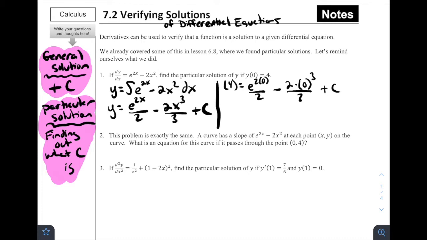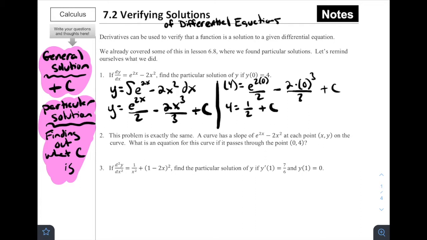On the left side, we have 4 is equal to 2 to the 0 power. Anything to the 0 power is 1, so that's 1, and we're still dividing by 2, so that's 1/2. And then here, if we have 0 to the third, that's 0. 2 times 0 is 0. 0 divided by 3 is still 0. So this term is going to go away, and we're going to be left with a plus c.